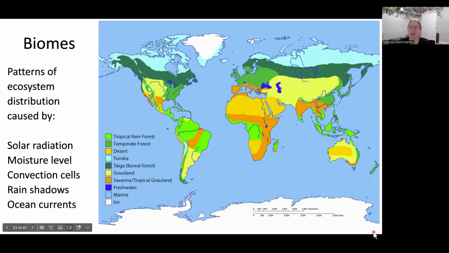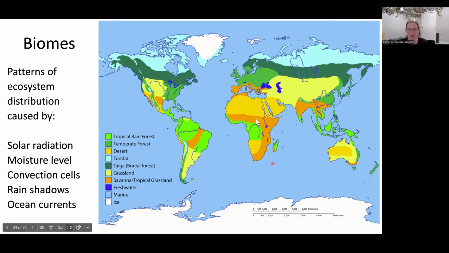We can identify patterns of different types of ecosystems based on solar radiation, so the amount of sunlight they're getting and how intense that sunlight is, based on whether or not it's the rounded part of the Earth or directly pointed at the sun. Moisture levels, which is how much rain we're getting. We know that's affected by the Coriolis effect and those convection cells. And rain shadows, local things that will cause more rain or less rain. And ocean currents are playing a role in this.